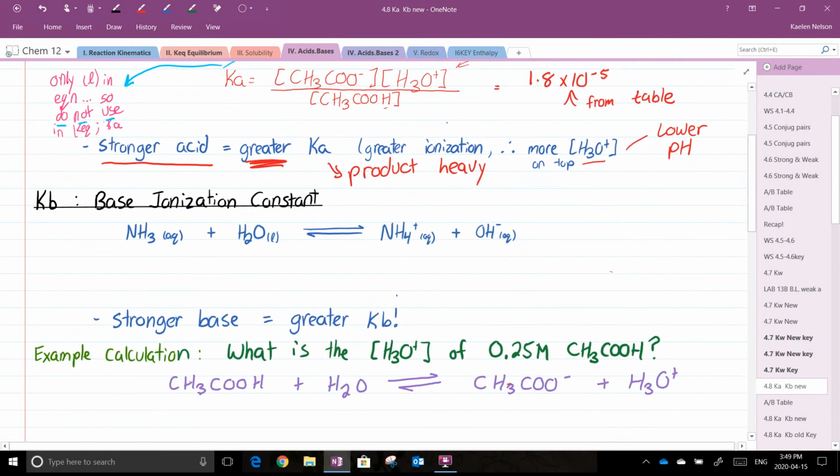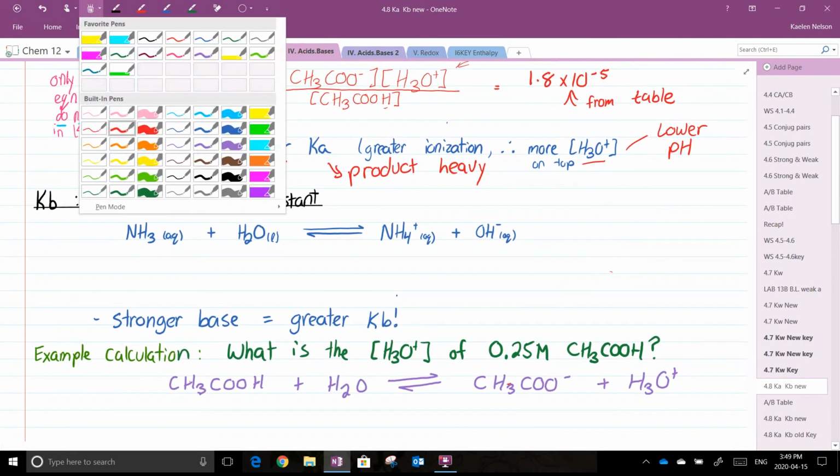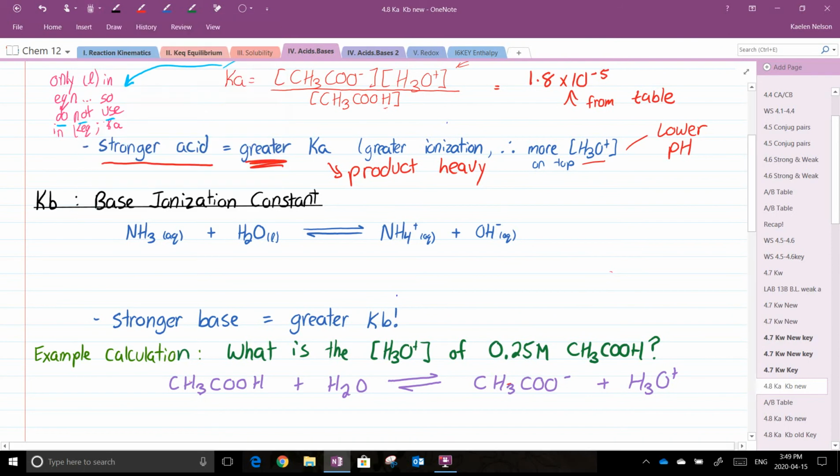Okay, the same is true of a base ionization constant. I'm going to do my bases in blue, so I can write a value for Kb. In this case, it would be NH4 plus times OH minus over NH3. And again, the stronger the base, the greater the Kb.